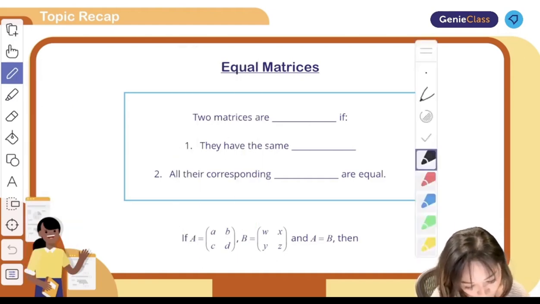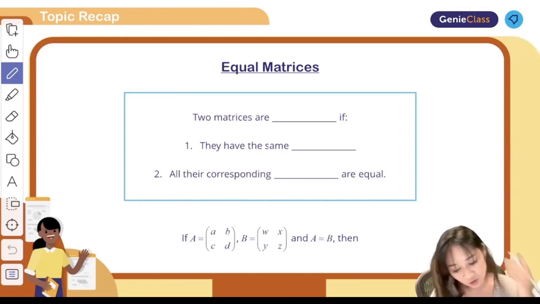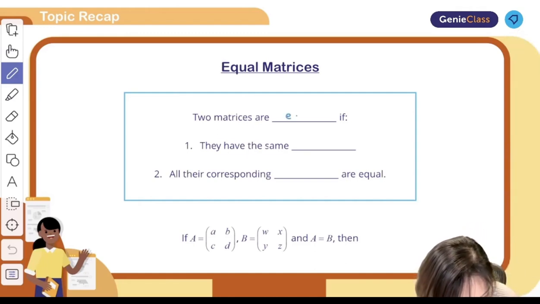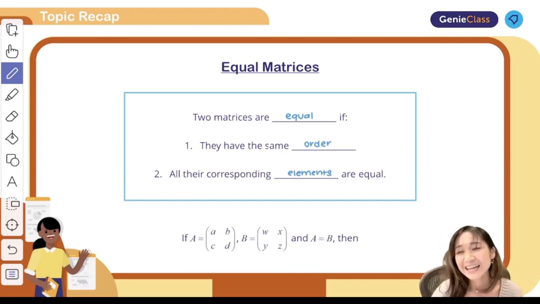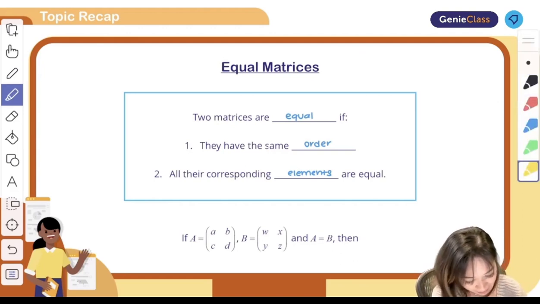So let's go. Equal matrices. Two matrices are equal if they have the same order, and all their corresponding elements are equal. Corresponding means A corresponds to the position W, and then B and X, C and Y, and D and Z.